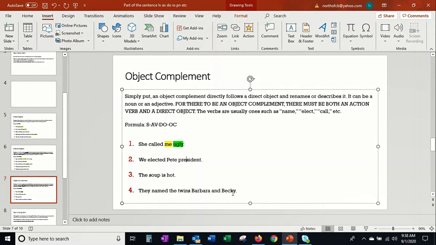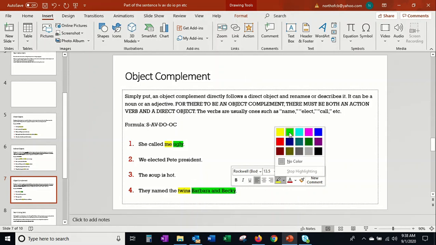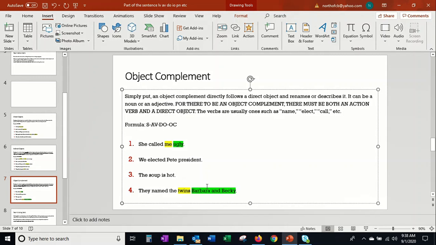Let's look at number 4. I'm just going to skip down so you can see a different example. They named the twins Barbara and Becky. Named. Who named? They. Who did they name? Or what did they name? The twins. So there's our direct object. I'm going to go ahead and mark that in yellow. The arrow went forward. Named the twins. What do Barbara and Becky do? That's our question. Well, that renames the twins. That gives you the names of the twins. So it comes back to describe or rename the direct object. That is an object complement. They follow the direct object in both cases, and they come backwards to describe in this case or rename in this case.